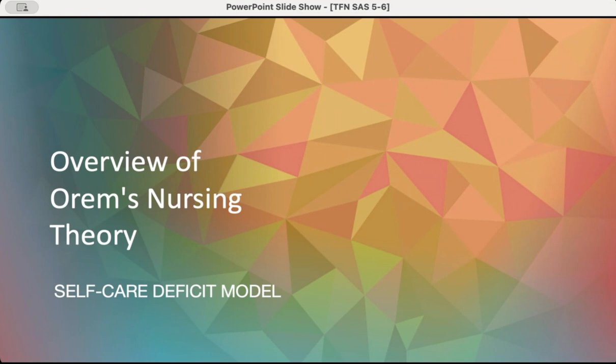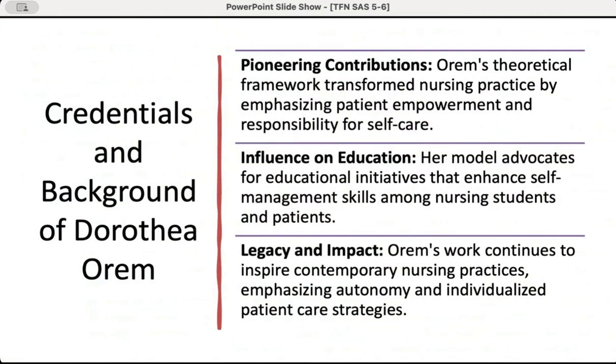Okay, so this is the self-care deficit model. Just to give a credential and background of Dorothea Orem, Orem's theoretical framework transformed nursing practice by emphasizing patient empowerment and responsibility for self-care. It's very important that we consider its influence on the field of education. Her model advocates for educational initiatives that enhance self-management skills among nursing students and patients, and the legacy and impact of Orem's work continue to inspire contemporary nursing practice, emphasizing autonomy and individualized patient care strategy.